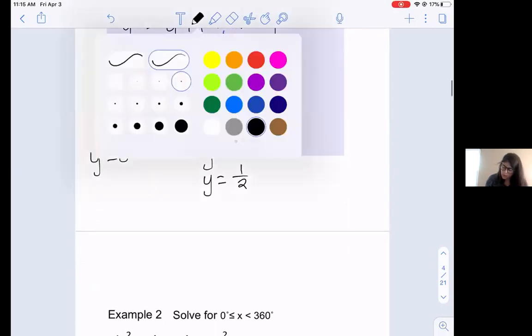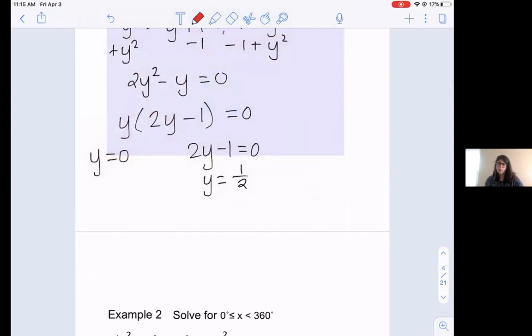Okay, so I solved for both y's, and at this point, this is where I'm going to plug sine back in. So sine x equals 0 and sine x equals 1/2. So when I get x by itself, I need to use inverse trig. So sine inverse of 0, that means where's my y coordinate 0? And that is at 0 and 180.